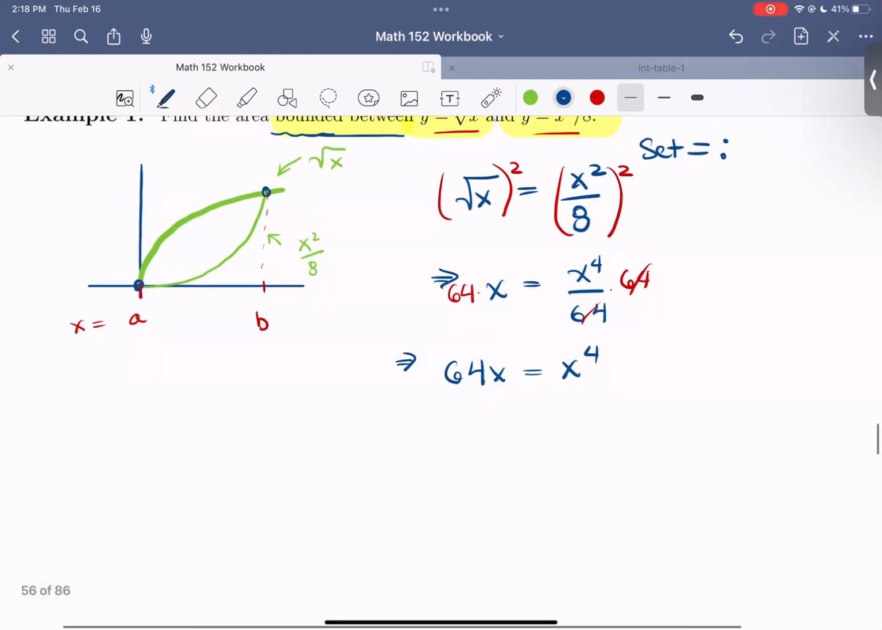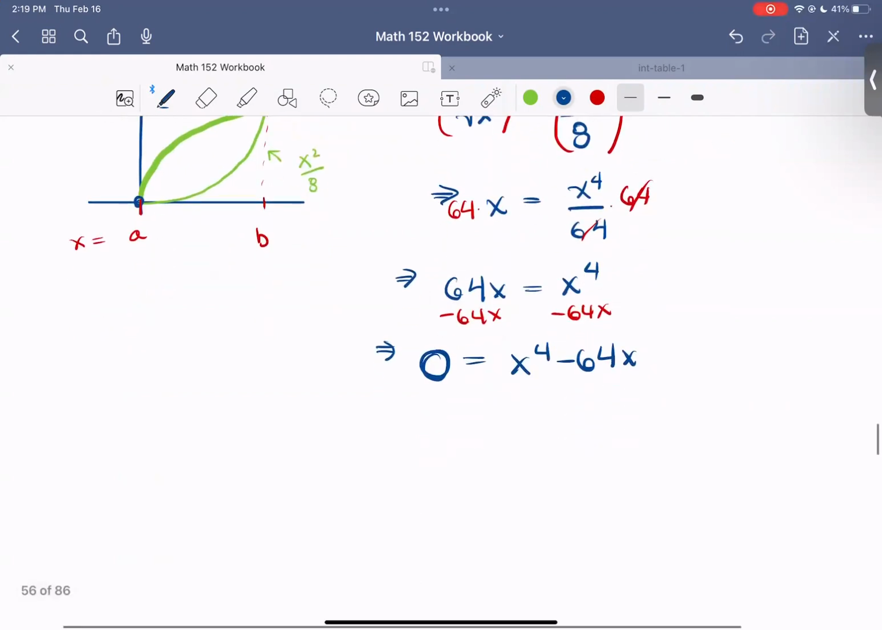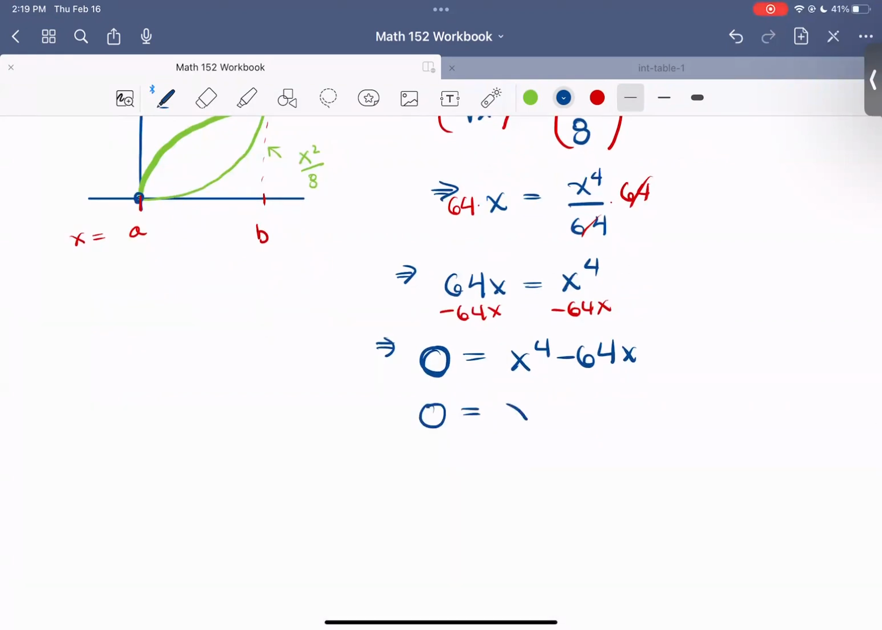So now the strategy: I don't want to divide both sides by x, because if x is 0, which it kind of looks like one of the x's might be, then that's an invalid move. I can't divide by 0. So what I'm going to do instead is subtract 64x from both sides. So now I get 0 is equal to x to the 4th minus 64x. From here, I can factor out an x. So I get x times (x cubed minus 64).